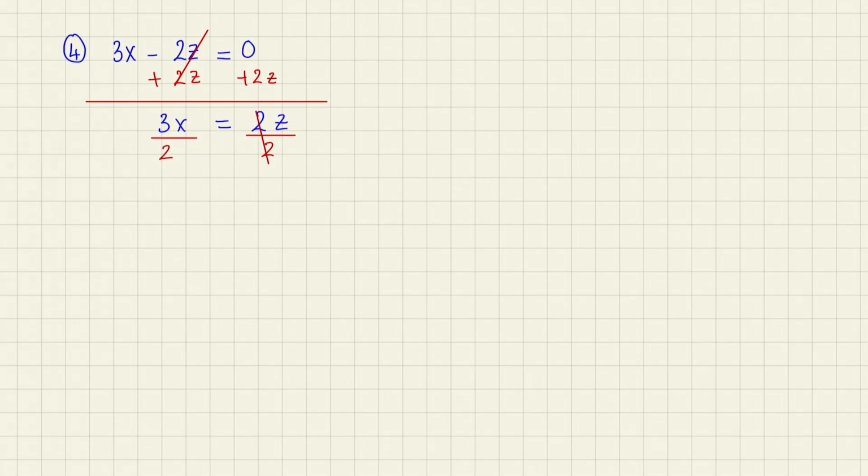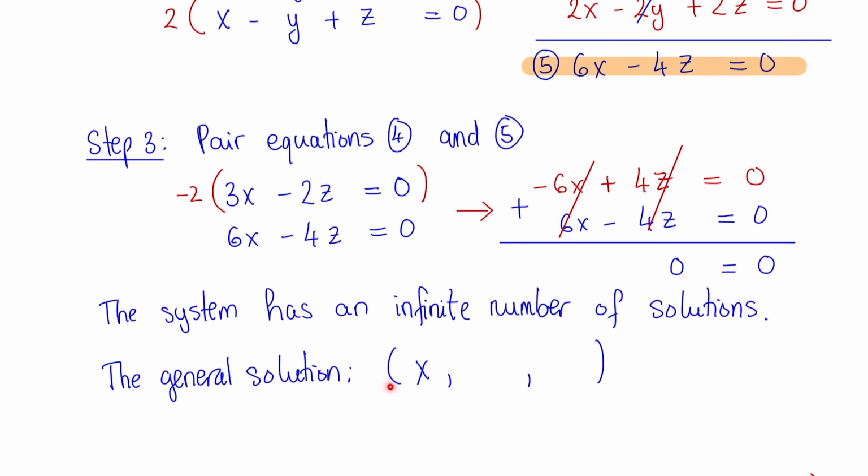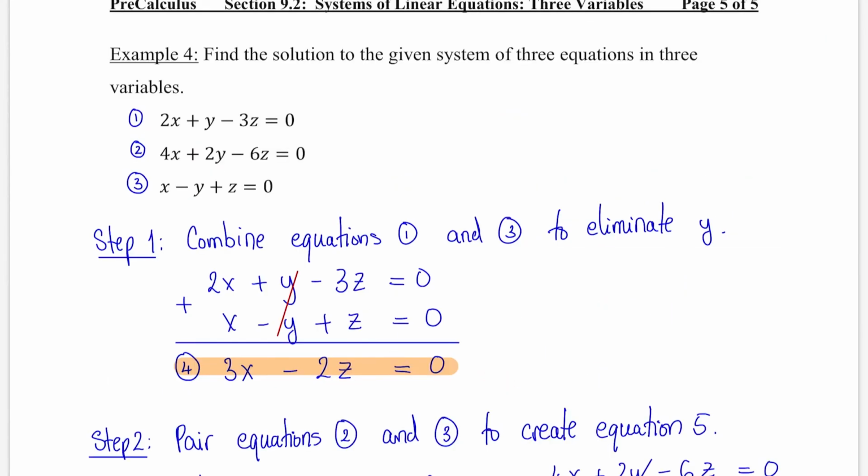So 2 canceled out. I have z equals 3/2 x. So I know z is equal to 3 over 2 times x. So in my ordered triple here, this is where z is. I will replace it with 3/2 x. And I need to find the expression for y. In order to do that, you need to use one of these 3 equations to solve for y. It doesn't matter which one, but I am going to use the third equation.